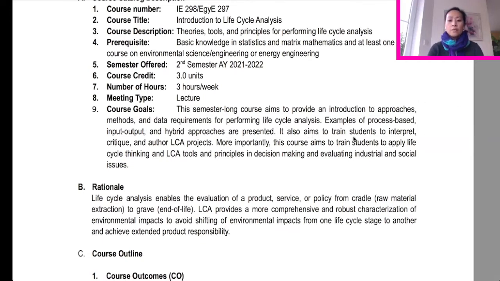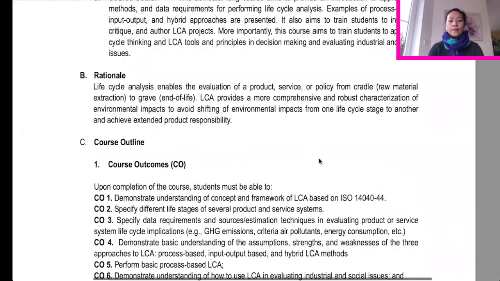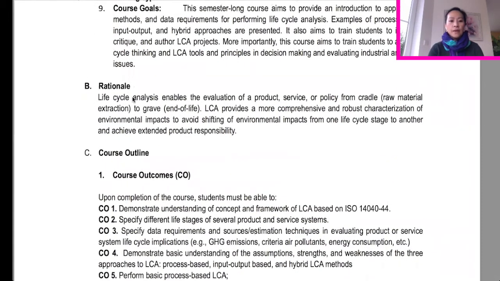And then it also aims to train students to interpret, critique, and author LCA projects. And more importantly, this course aims to train students to apply life cycle thinking and LCA tools and principles in decision-making and evaluating industrial and social issues. Okay, now we move on to section B, rationale.